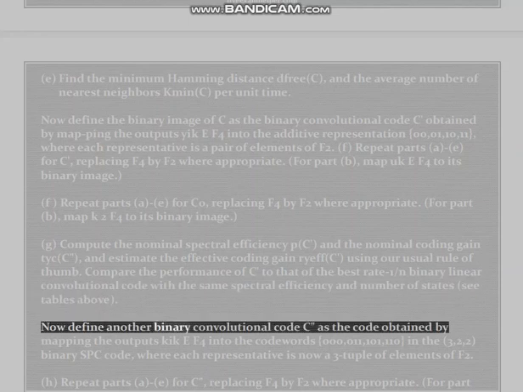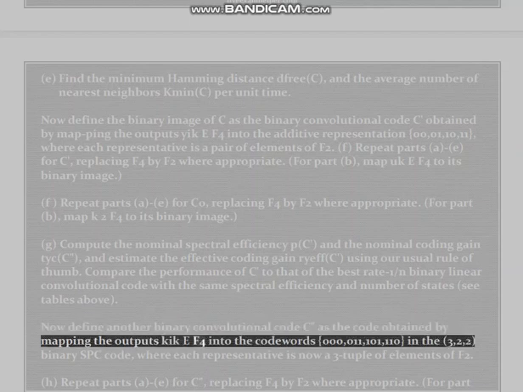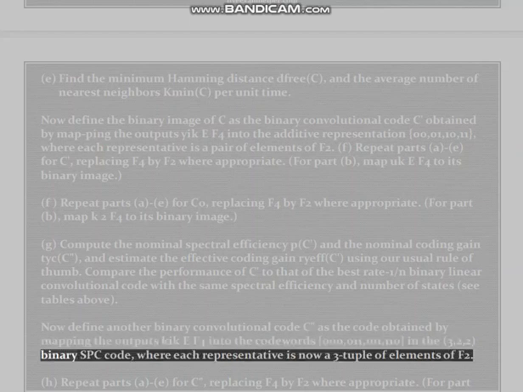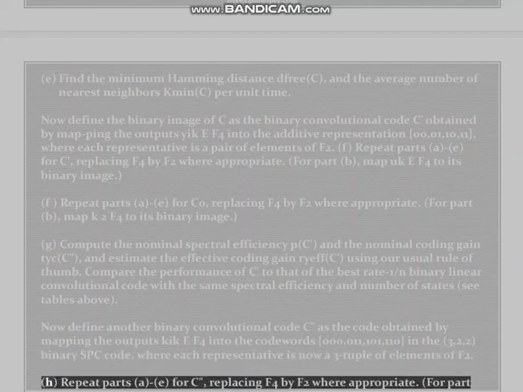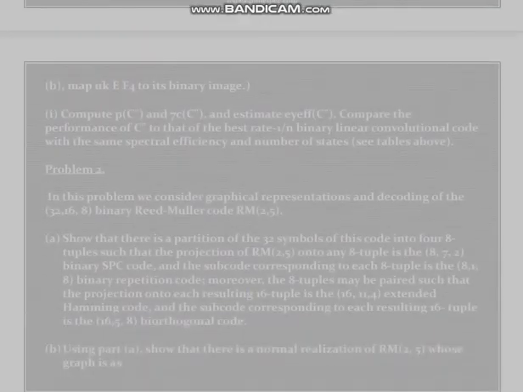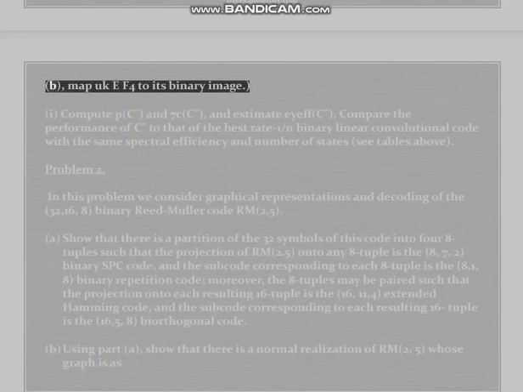Now define another binary convolutional code C'' as the code obtained by mapping the outputs y_ik in F4 into the codewords 000, 011, 101, 110 in the (3,2,2) binary SPC code, where each representative is now a 3-tuple of elements of F2. H. Repeat parts A through E for C'', replacing F4 by F2 where appropriate. For part B, map u_k in F4 to its binary image.